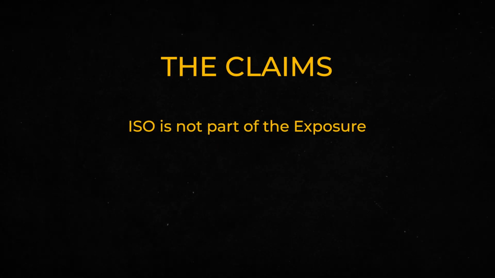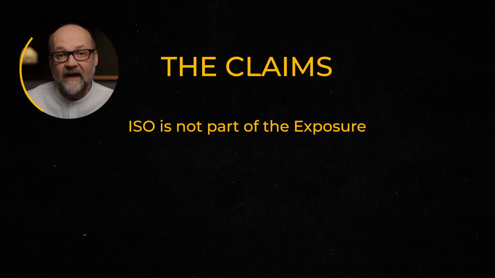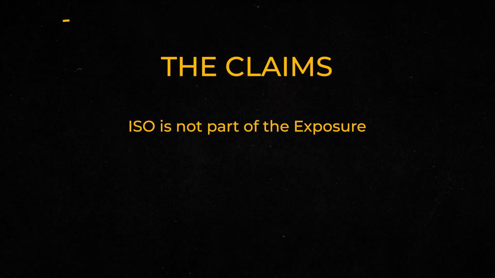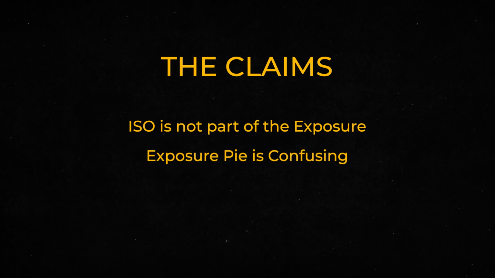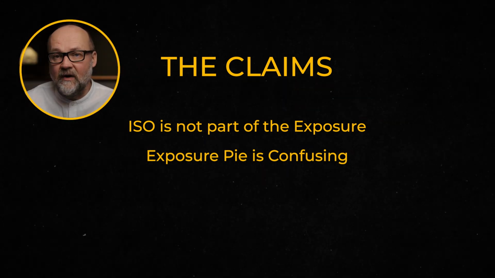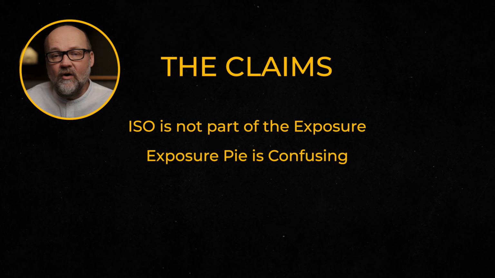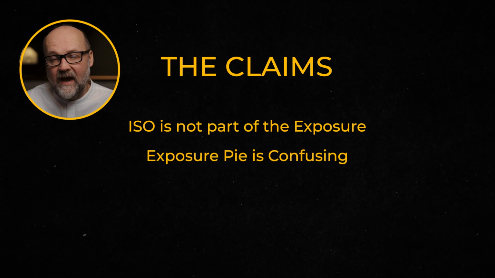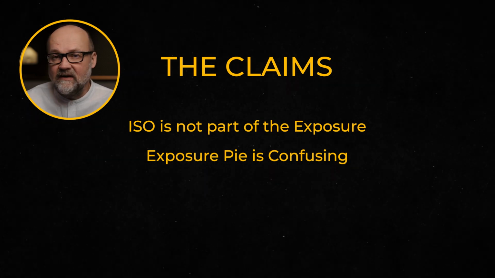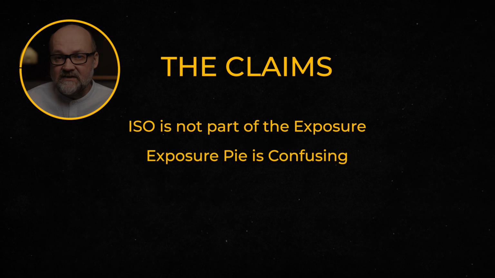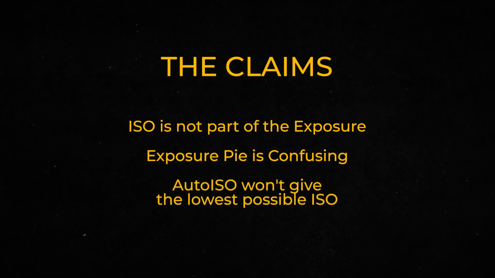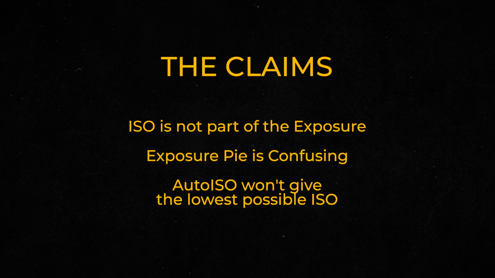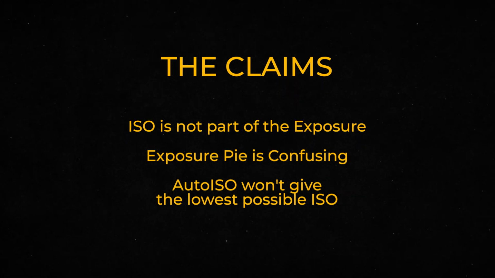But now, enough of that, and let's get into the topic. One claim was that ISO is not part of the exposure triangle, and then some of you found exposure pi to be really confusing, and some even corrected me that it's not a pi, it's a triangle. Let me explain a bit more what I mean by exposure pi and why I think it is a lot better way of showing the relationship between shutter speed, aperture, and ISO. And then the third one was that AutoISO does not give me the lowest possible ISO.